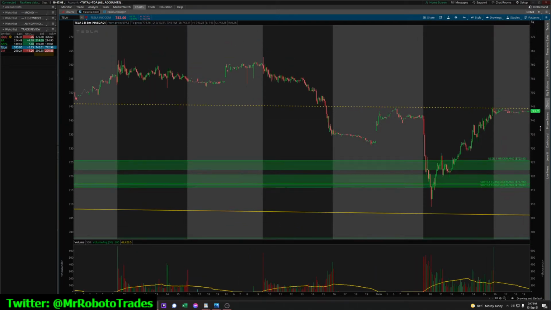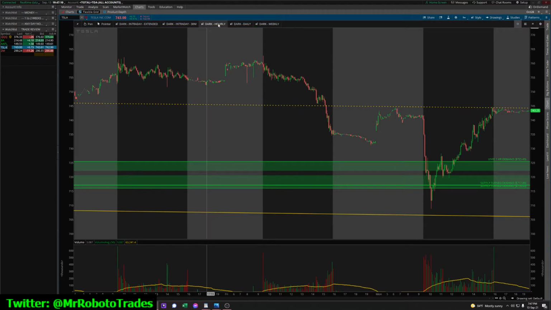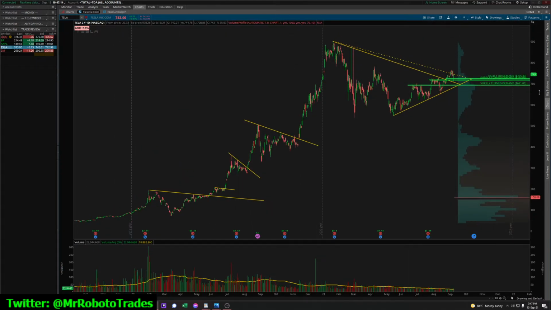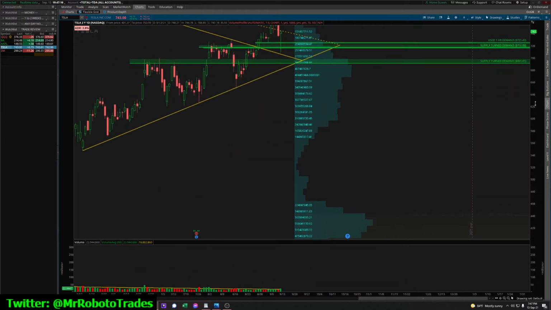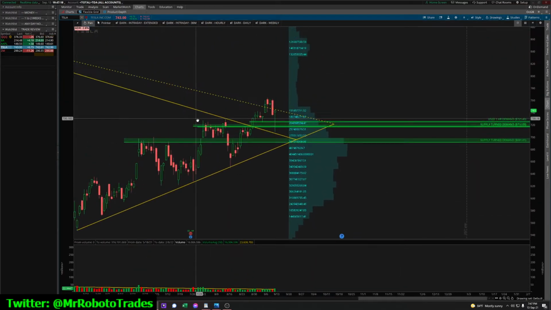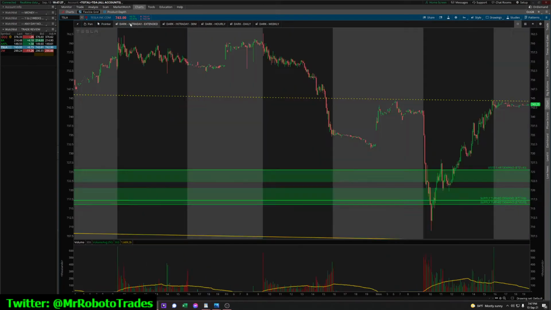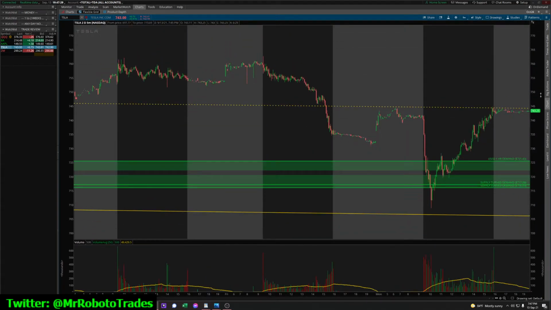Tesla, what a crazy move on Tesla today. I don't think anybody expected Tesla to do the sort of move that it had today. It blew all the way down past my zones, and it came all the way back up and ended the day green, which is pretty remarkable if you think about it.